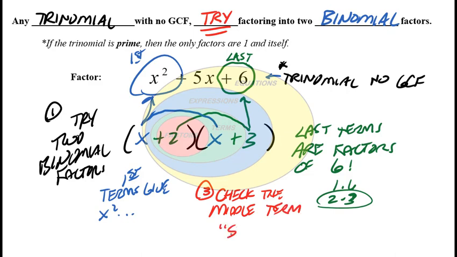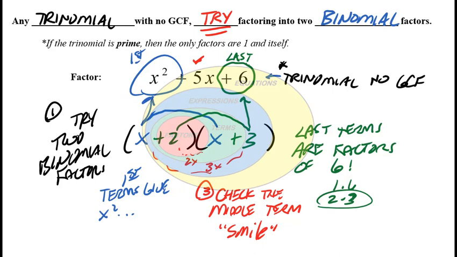And that comes from the smile. So I know if I did this multiplication, the middle term would come from 2x and 3x. And if I add those two together, I do get the middle term of plus 5x. So the last thing I'm going to do is always check that smile.